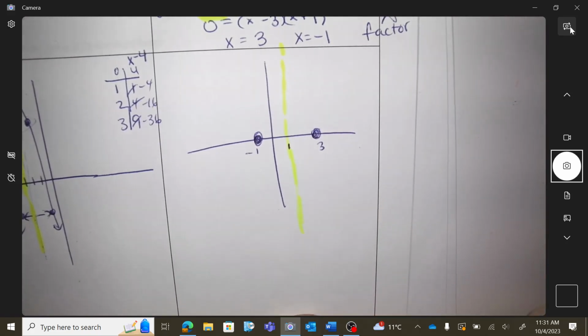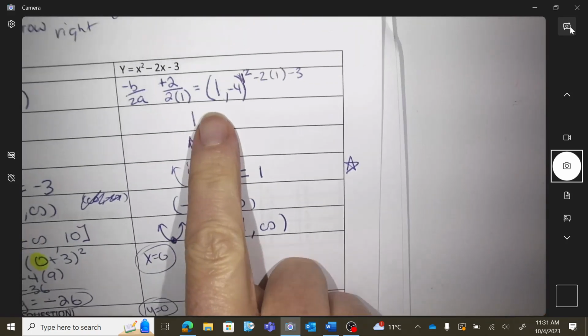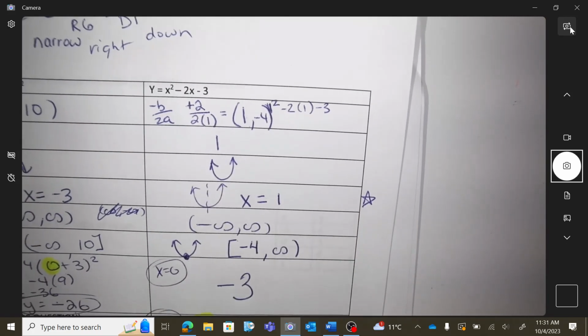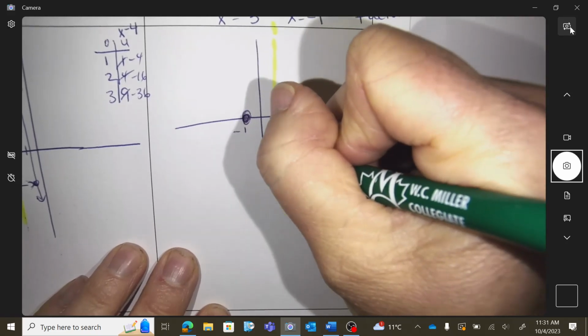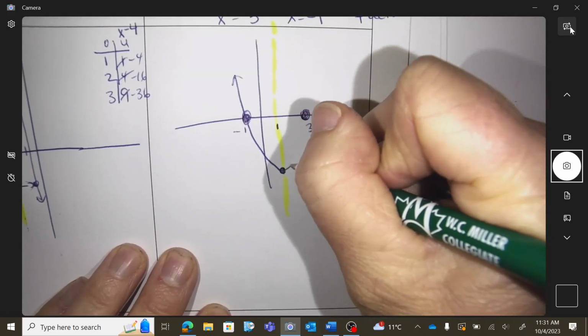1, +1. Does it make sense? Because look at our vertex. Our vertex was 1, -4.